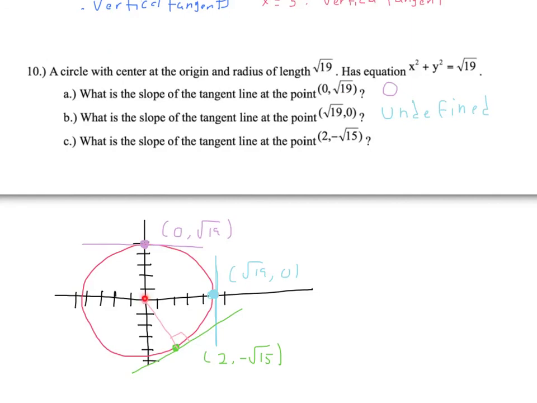So if we started at the origin and we went down the square root of 15 units and right 2 units, the slope of this line will be down the square root of 15 units, right 2 units. So the slope of the line that we're looking for will be the opposite reciprocal, or 2 over root 15.